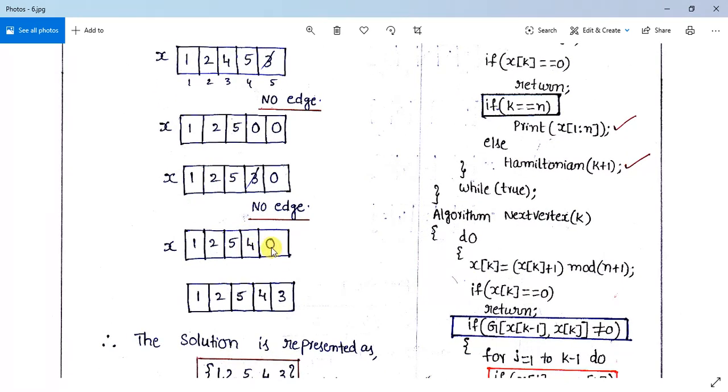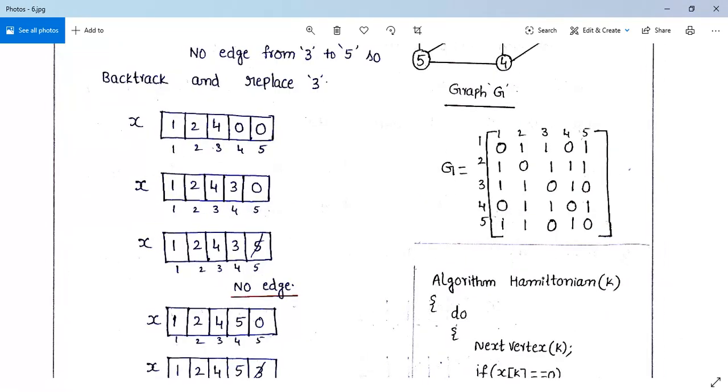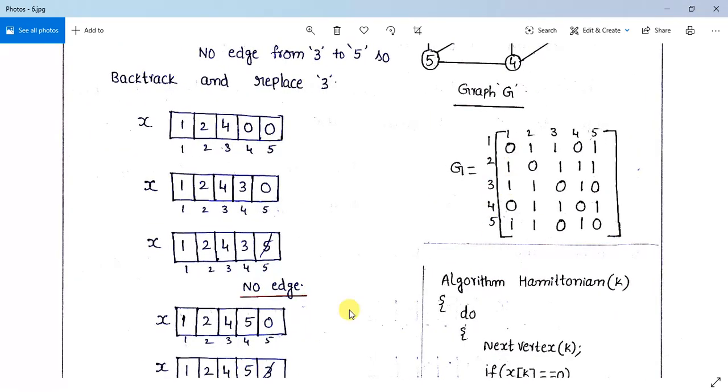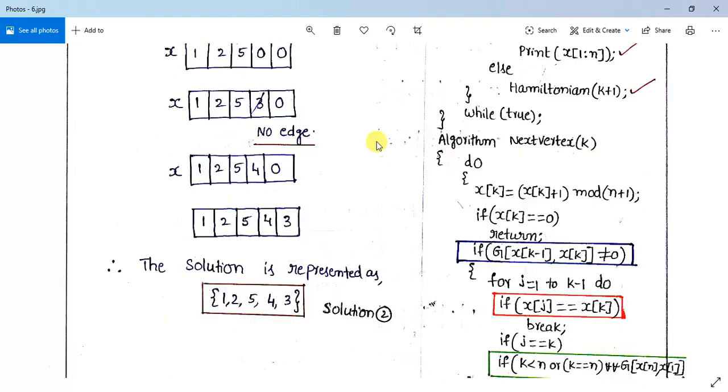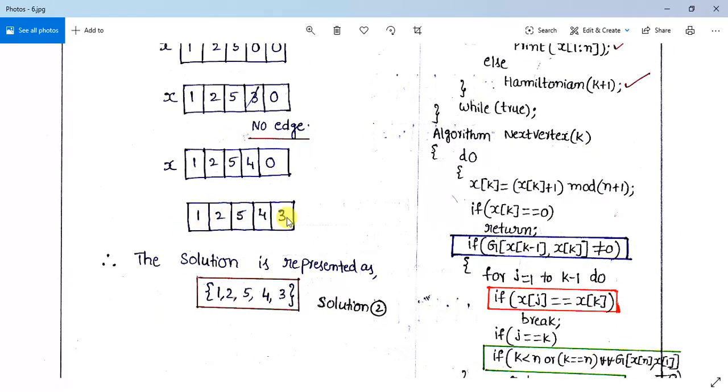What are the possibilities? 3 is the possibility. Is there any edge from 4 to 3? Yes, edge is present. Again you have reached the end of the array, so you need to check whether any edge is present to the first vertex. Is there any edge from 3 to 1? Yes, edge is present, so that is the required solution. 1 2 5 4 3, this is the required solution.